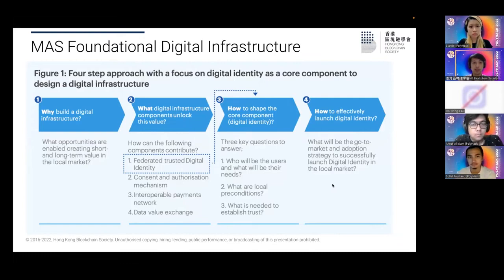So they're saying that, well, we need to create a digital infrastructure because the world is moving online, and COVID kind of accelerated that transition. Okay, so Pandora's box is open, it's not going away. So what will digital infrastructure kind of need? Okay, it needs those four things. Okay, number one, you need a trusted digital identity. Number two, you need consent and authorization. Number three, you need payments. And number four, you need some sort of data exchange.